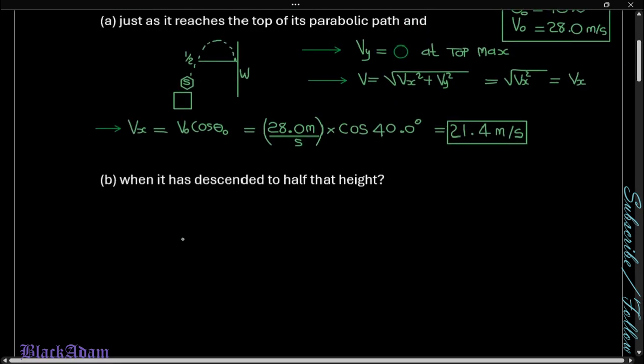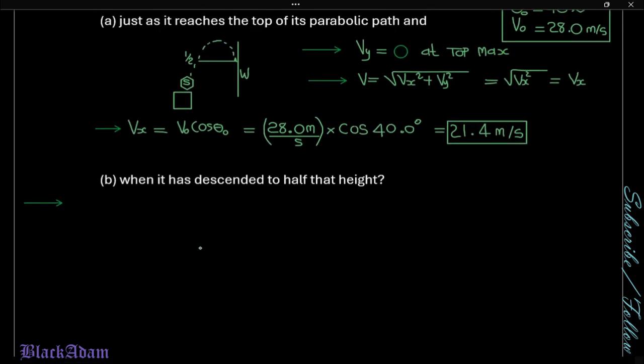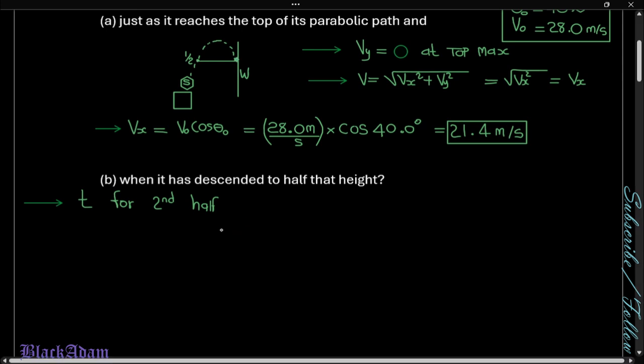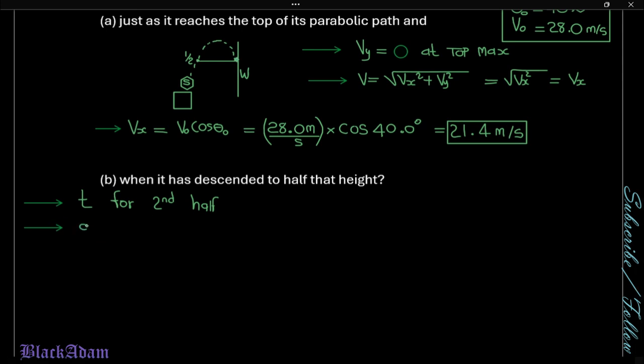The next question is the big question: when it has decreased to half that height. So we need to know the time for the second half. We have two halves. When it goes up and then when it comes down, it also meets the very same height. We have from 0 to highest, and then from highest to 0. And at max, at the top, we have velocity y equal to 0.